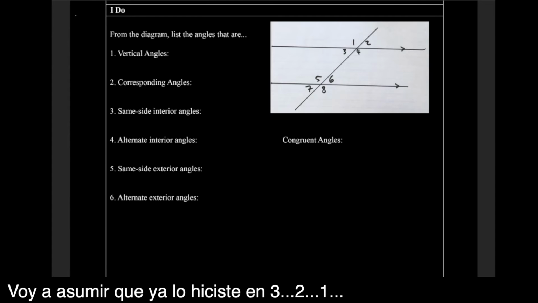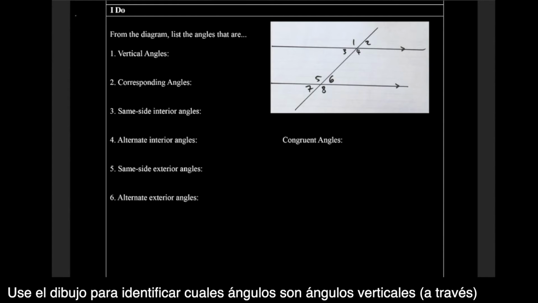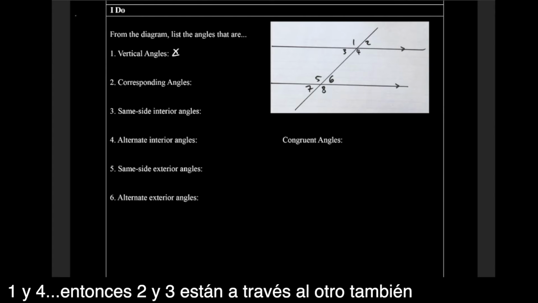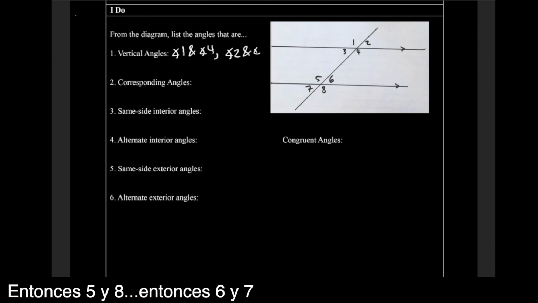Okay. From the diagram, list the angles that are vertical angles. Vertical angles are the ones that are across from each other. Like 1 and 4, those are across from each other, therefore they are vertical angles. So we have angle 1 and angle 4. We have 2 and 3, they are across from each other. And then 5 and 8. And then we have 6 and 7.